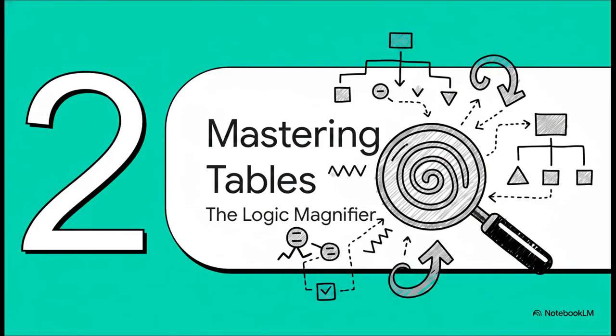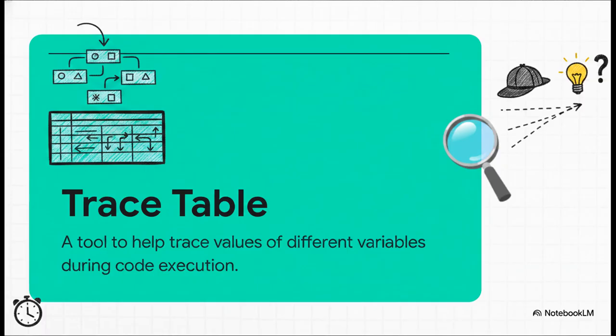Moving right along to section 2, mastering the trace table. Knowing the path is one thing, but to truly track our variables as they run through complex loops, we need a computational magnifying glass. Enter the trace table. A trace table is a structured tool used to help you trace the changing values of different variables during code execution. It effectively forces the code to slow down. It lets us record exactly how each variable transforms line by line, step by step. It basically takes the guesswork entirely out of the equation.